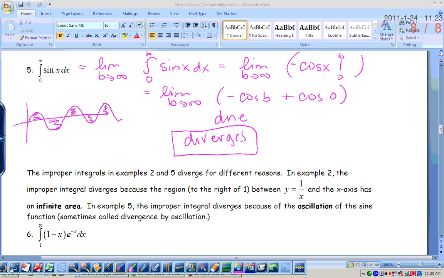So it depends upon where you stop, and infinity never stops. So yes, this and this are going to cancel out. But if you stop after this, you're going to have a positive number for your integral. If you stop after this next one right here, you'd be back to 0. So you never know where infinity would stop.